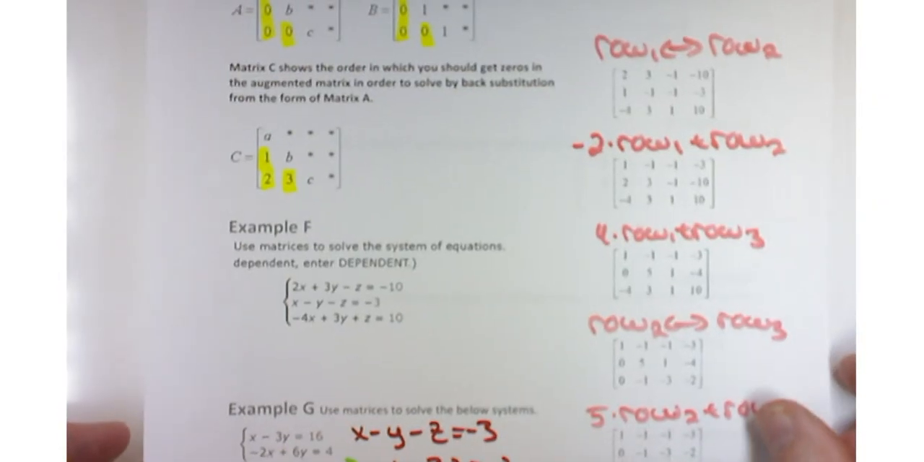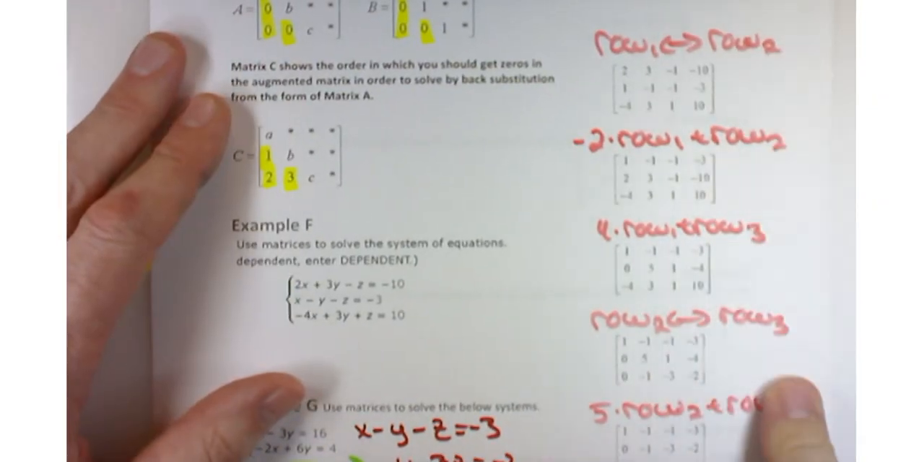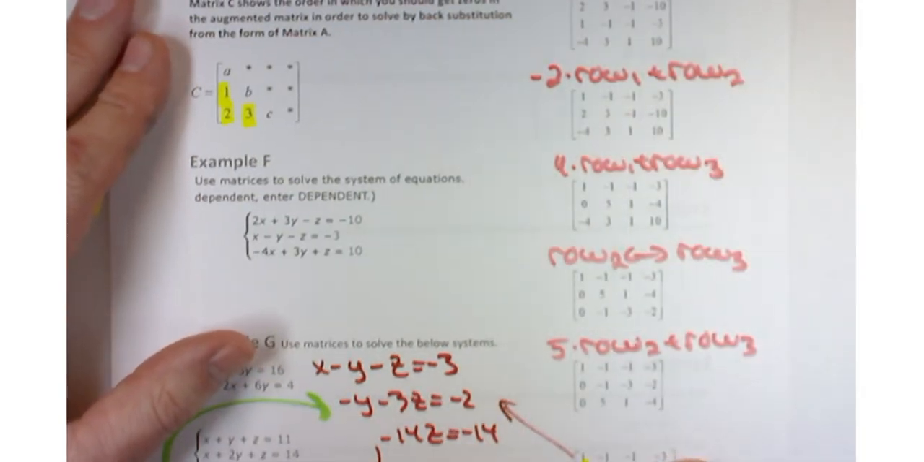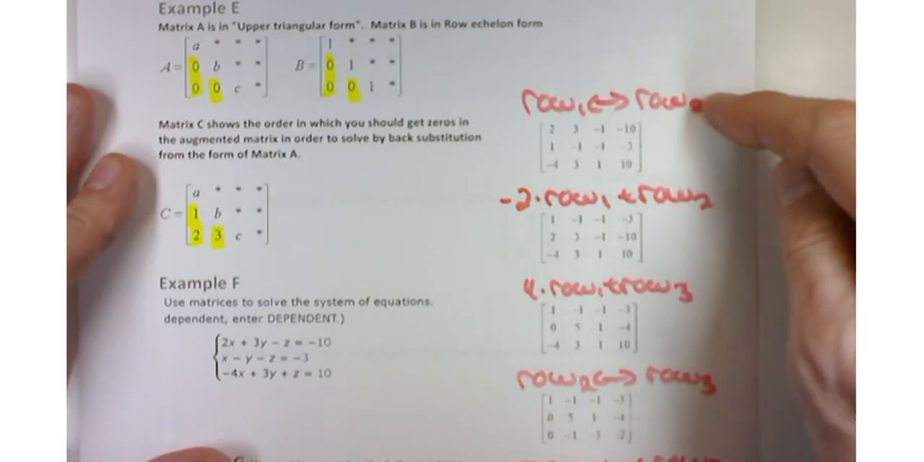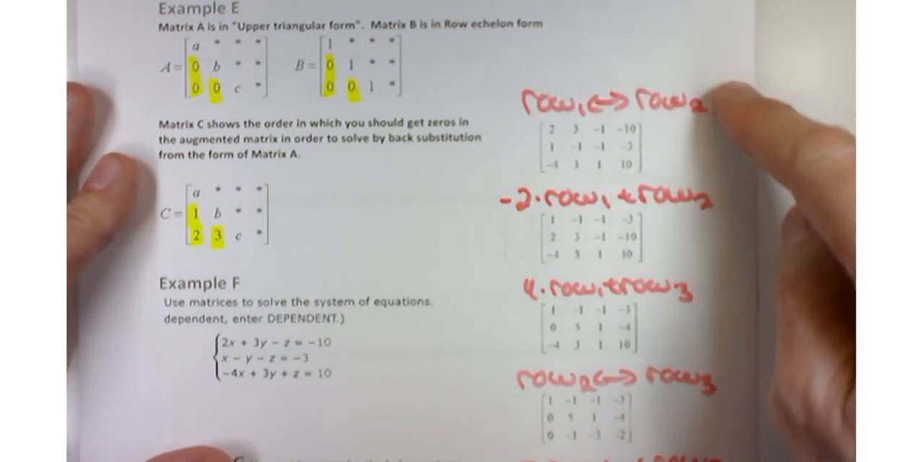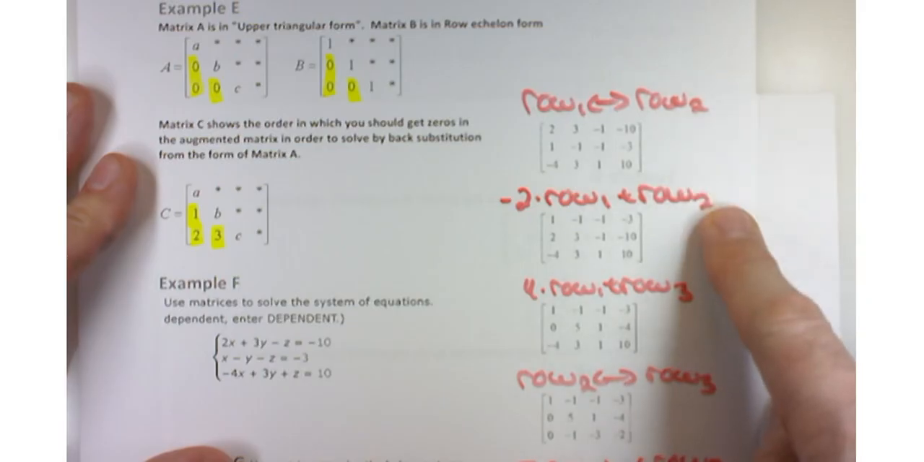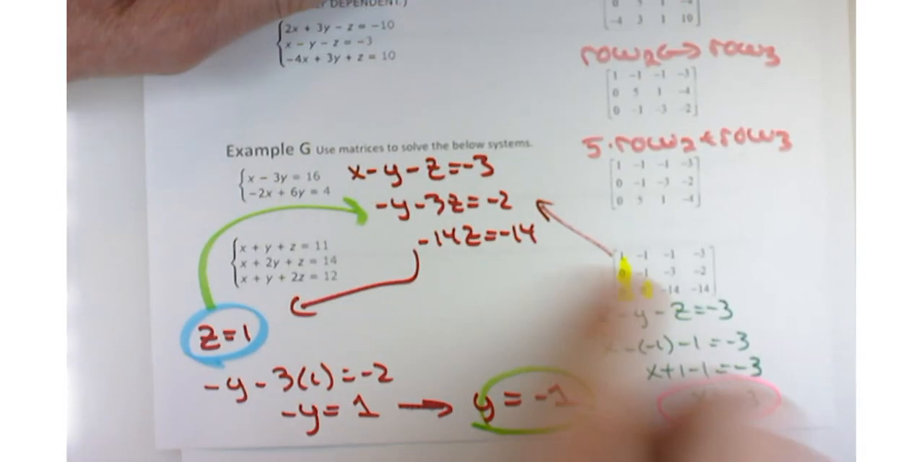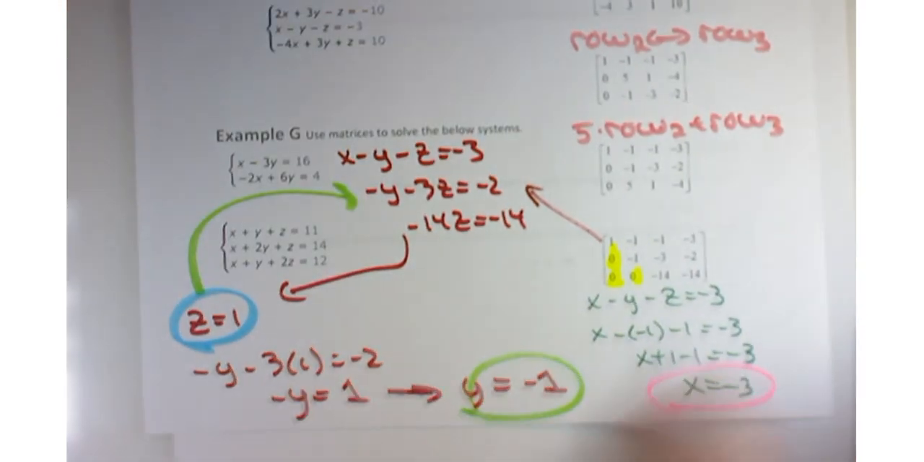Now, on the exam, if you were to do one like this, you don't have to write all the matrices for me all the way down. What I'll accept is you just write the commands that you do. Row 1, swap with row 2, negative 2 times row 1 plus row 2, etc. So that's fine until you get down to here, and then maybe you just show me the work that I showed in solving it. So let's look at example G.